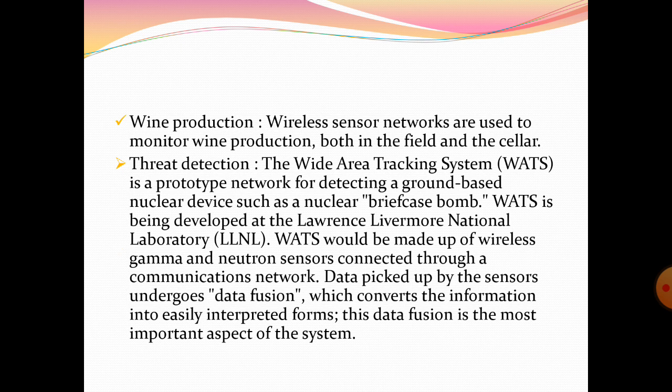Threat detection. The Wide Area Tracking System is a prototype network for detecting ground-based nuclear devices such as a nuclear briefcase bomb. WATS is being developed at the Lawrence Livermore National Laboratory. WATS would be made up of wireless gamma and neutron sensors connected through a communications network. Data picked up by the sensors undergo data fusion, which converts the information into easily interpreted forms. This data fusion is the most important aspect of the system. So these are the applications of wireless sensor networks.